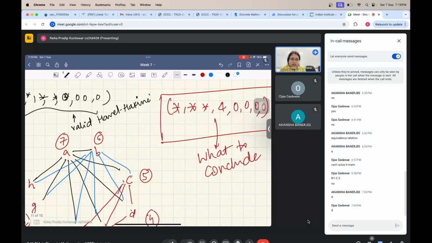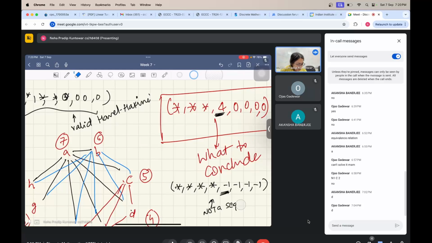Now what is the next step in the Havel-Hakimi theorem? The next natural step is you look at the next vertex which has maximum degree and you decrease its degree to 0. So you come to star star star, then this becomes a star. So this would become -1 -1 -1 -1. But now you cannot have a vertex in your graph which has a negative degree. So this is not a valid, sorry, this is not a graphic sequence.